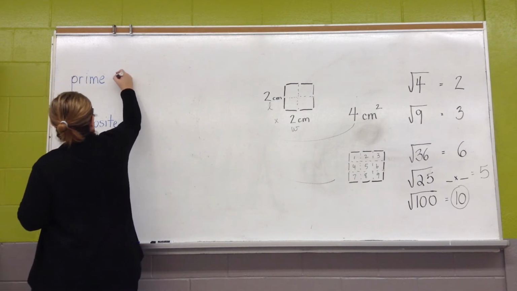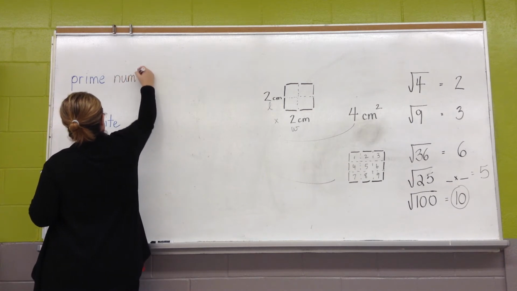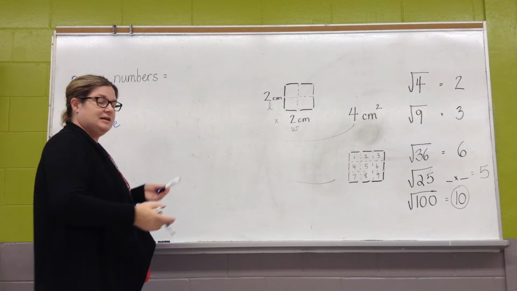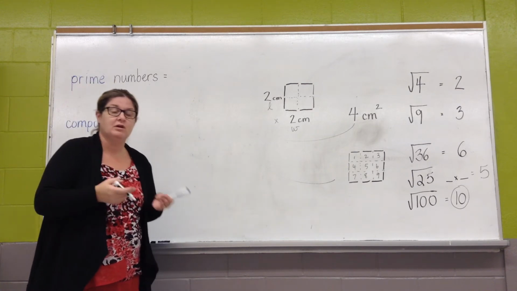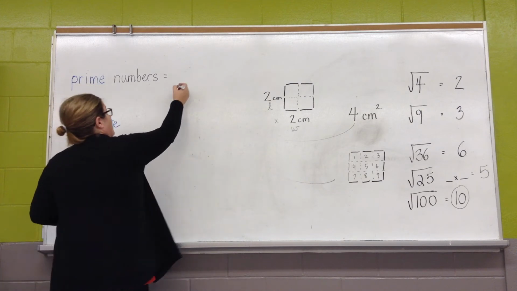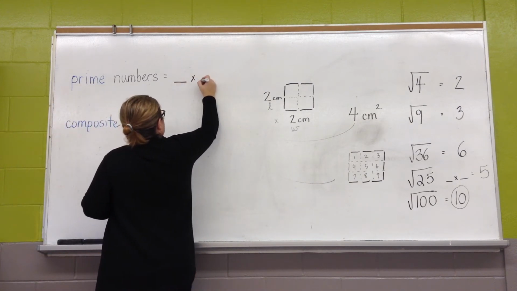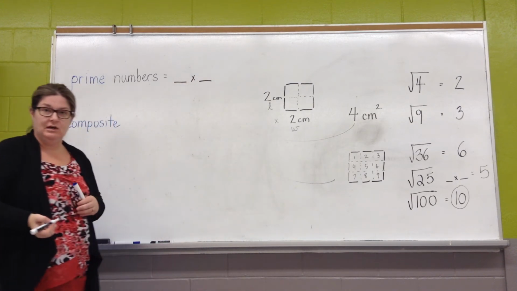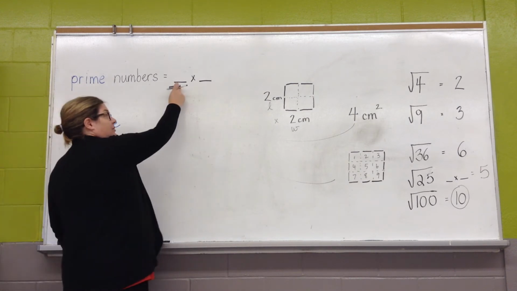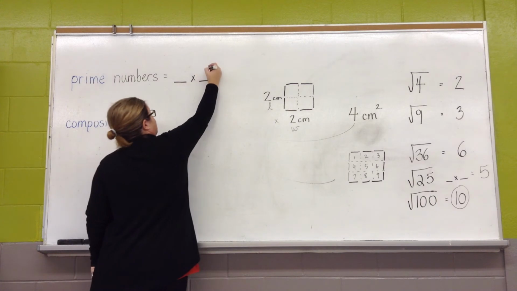So prime numbers, students are going to memorize, simply means that if you had to have two factors, two numbers multiplied together to give you an answer, the only two numbers that you would be able to come up with if you're going to call something a prime number is the number itself times the number 1.